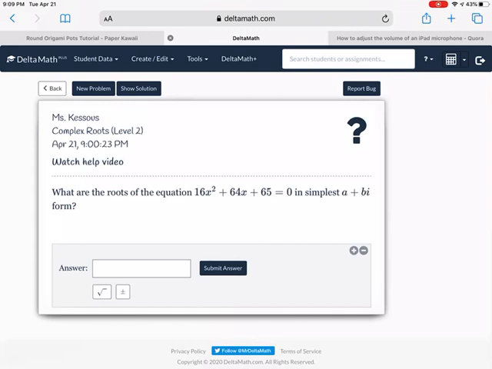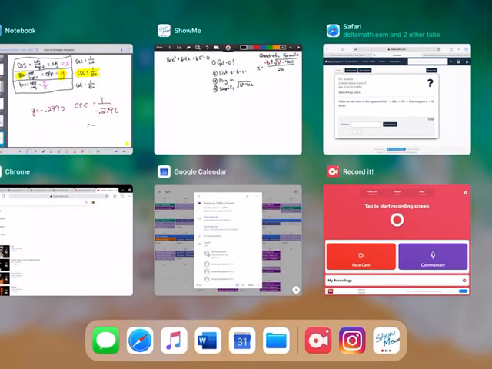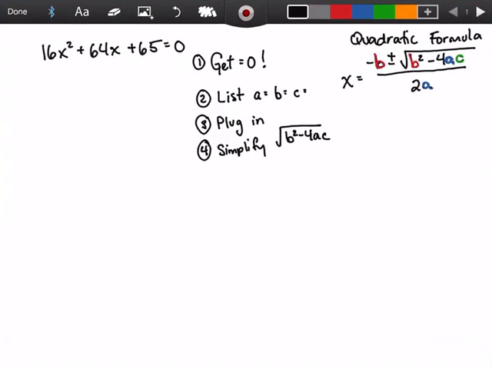So here's an example where it says, what are the roots of the equation 16x squared plus 64x plus 65 equals 0 in simplest a plus bi form? So this goes back to the complex numbers that we just learned about on Monday. Okay, so I'm going to show you how we do this.